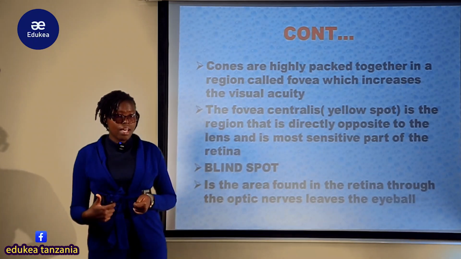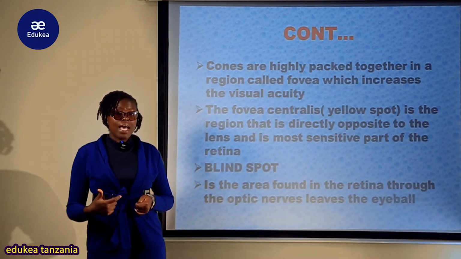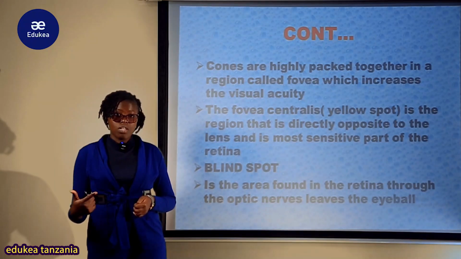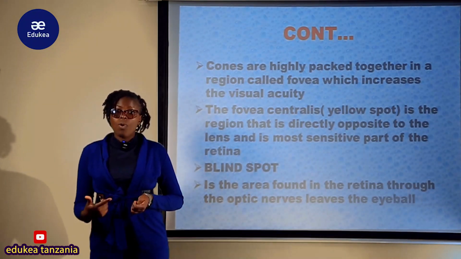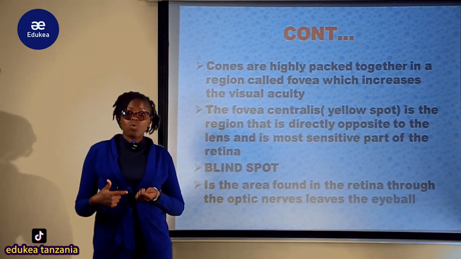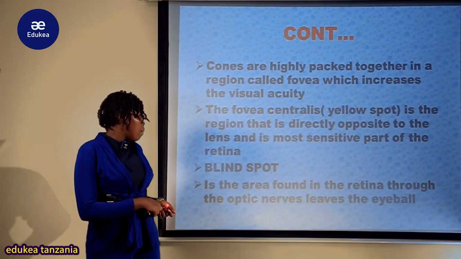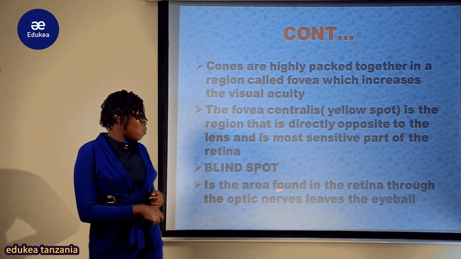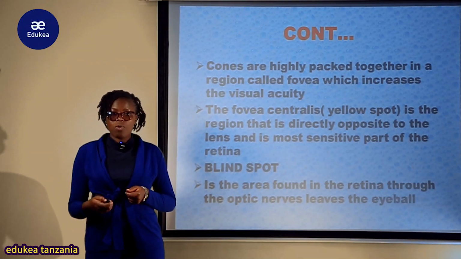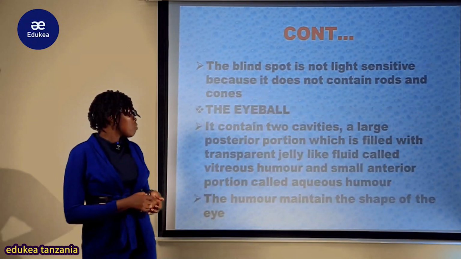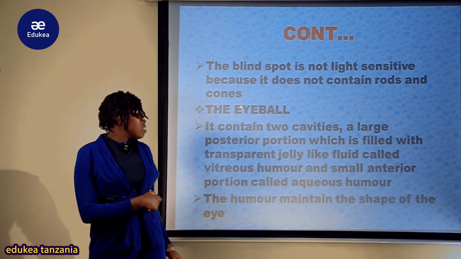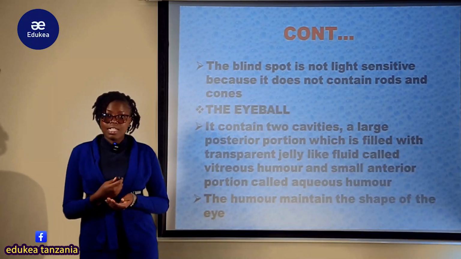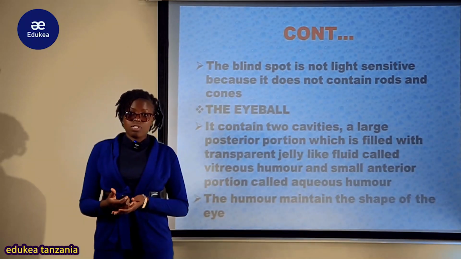Kwa hiyo kutoka katika retina, katika inner region, baada ya hapo kuna blind spot kabla ya optic region ambapo kuna optic nerve ambayo kazi yake ni kupeleka taarifa katika ubongo kwa ajili ya interpretation of a particular light, of a particular shape of the object, of a particular color. So kabla hapo ukitoka tu katika retina kuna hii blind spot ambapo optic nerves zinakuwa zina leave the eyeball. So the blind spot is not light sensitive, meaning that haina photoreceptor cell because does not contain the rods and cones. Katika structure of the eyes, katika previous lecture tumeweza kuangalia blind spot ipo wapi.